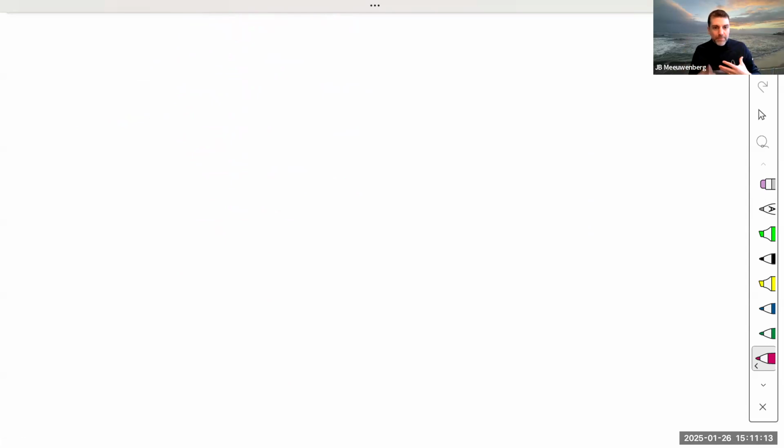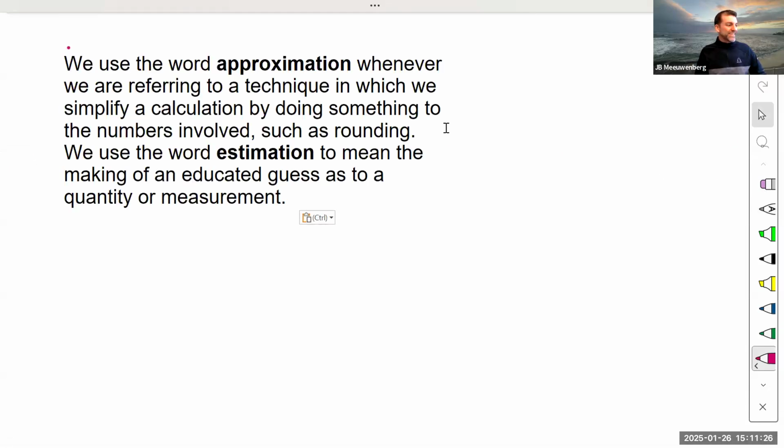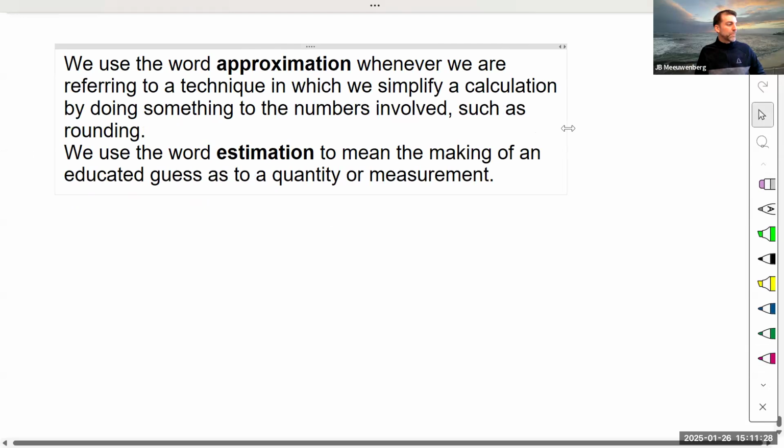And that leads us to our final topic, which is estimation and approximation. And a lot of the times these words get used interchangeably, but they are different. And so I'm going to paste our definitions that we're going to use here.